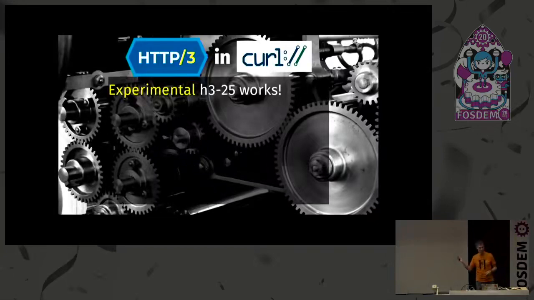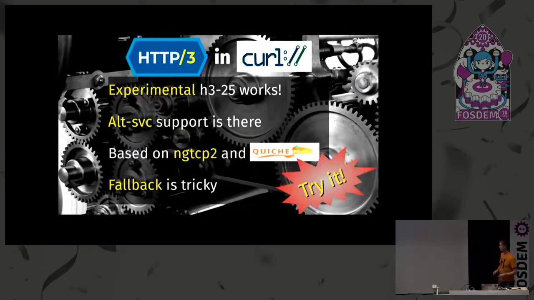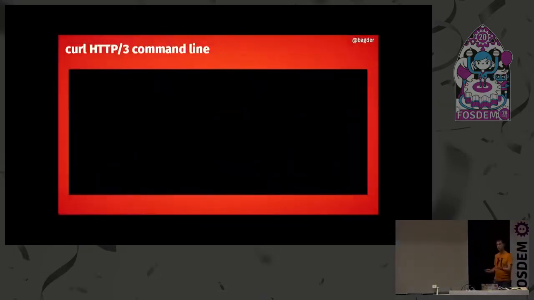And I support the latest draft version. You can do that server over there version approach. And I support 2 different backends, so you can pick whichever library you want to use of these 2, ngtcp2 and Quiche. And the fallback is tricky, so we don't do that in curl yet. I don't know really how to handle that. I'll figure it out. So you can try it. It's fun.